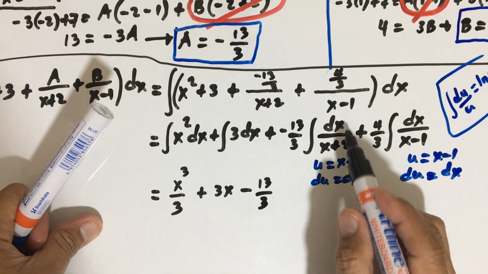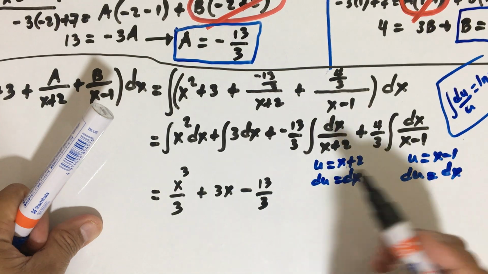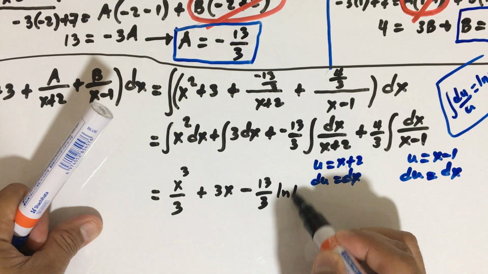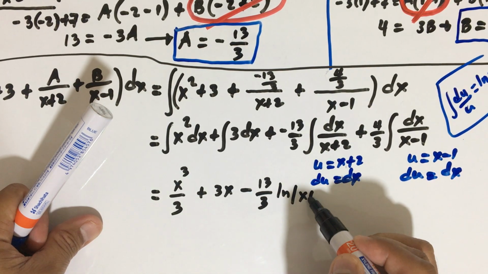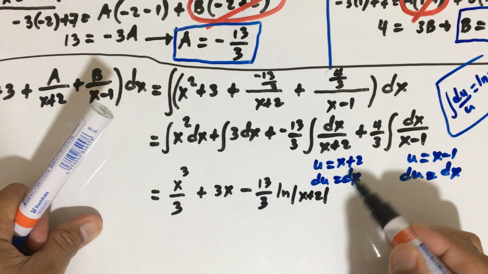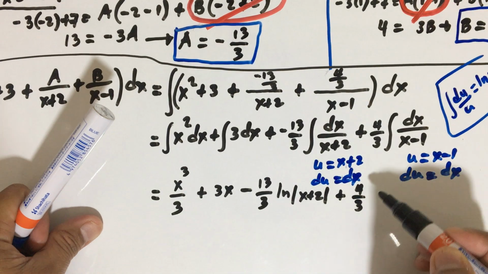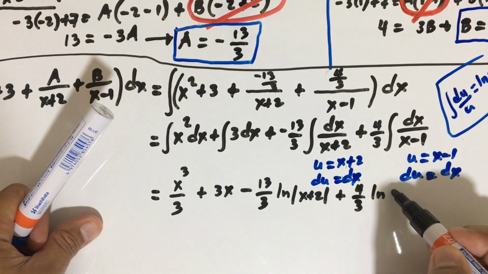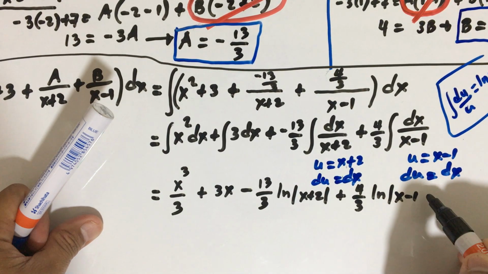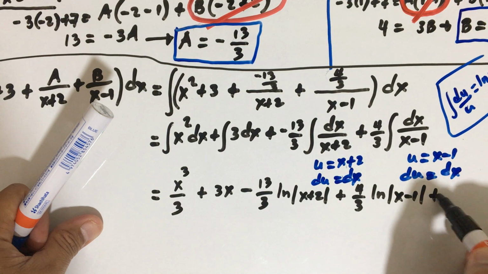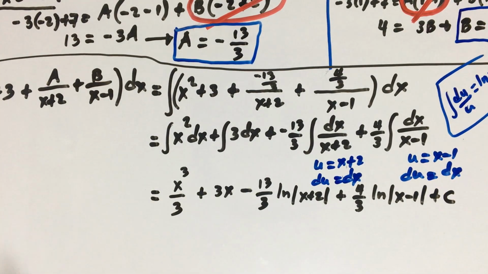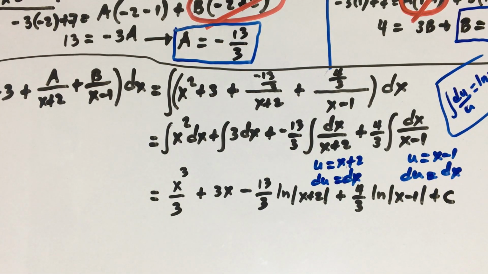then the integral of this, in the form of du over u, is ln of our u here, which is x plus 2. Then plus 4 over 3, and this is also ln of x minus 1. Then plus c. But we can still simplify this one.